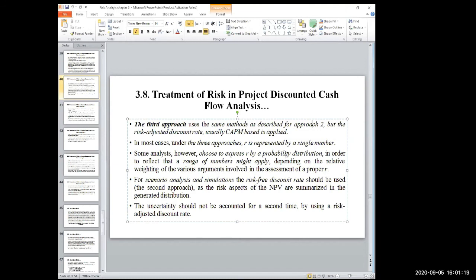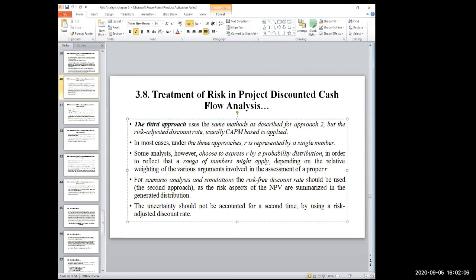So the probability distribution gives a different scenario now for R. Scenario A, scenario B, scenario C, we will have a different R, and the R is determined based on probability. So for scenario analysis and simulation, the risk-free discount rate should be used in the second approach as a risk aspect of net present value, as summarized in the distributions. We have seen already how to compute net present values. So the uncertainty should not be accounted for a second time, because we already determined uncertainties in step 2, or approach 2.